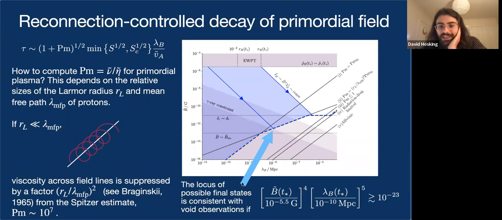So this is the condition that the magnetic field strength at the phase transition T star, divided by 10 to the minus 5.5 Gauss, that's the characteristic comoving field strength that would correspond to magnetic energy and radiation equality, multiplied by lambda to the power 4, because of course this thing is B to the 4 lambda to the 5, so that's why the scaling is like this. Multiplied by lambda divided by 10 to the minus 10 megaparsecs, that's RH. Maybe it would have been better to put RH here. It has to be greater than 10 to the minus 23.